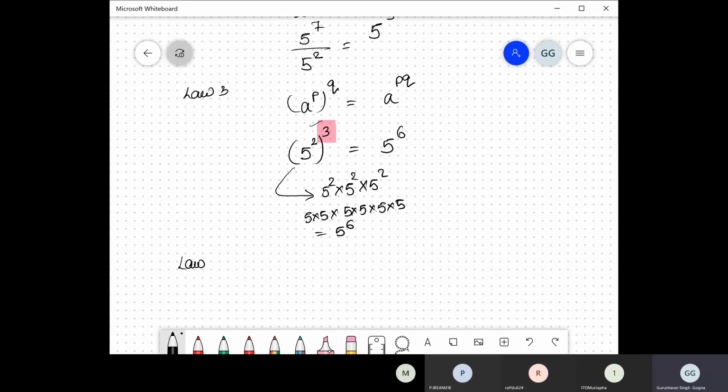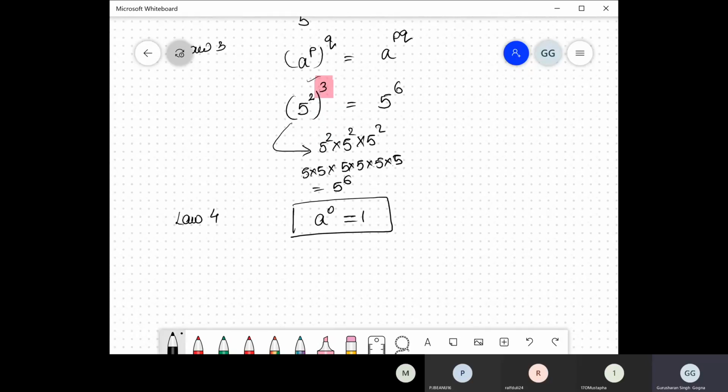For example, law 4, which is a to the power 0 equals 1. A to the power 0 means any number to the power 0. If the power is 0, you will always get 1. And obviously you can use your calculator. In your calculator, it doesn't matter what number you choose, let's say 5,952, whatever. I don't care. If the power is 0, I can directly say the answer is 1. So whenever you see the power 0, you can write down the answer as 1.